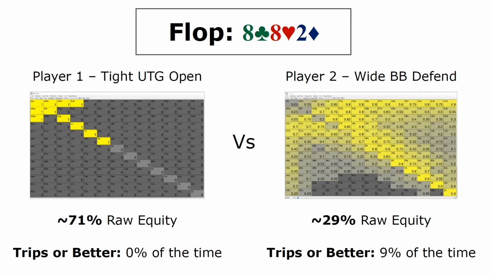For example, on a board of 8-8-2 rainbow, a tight under the gun opener will have 71% raw equity against the wide big blind defend range you see on the right. However, they were never going to have trips or better if they're opening a really tight range that never has an 8, or never has deuce-deuce, or never has pocket 8s, for example, whereas the wide big blind defender is going to have trips or better 9% of the time. So in this case, the under the gun opener has an equity advantage, but they do not have a nut advantage.